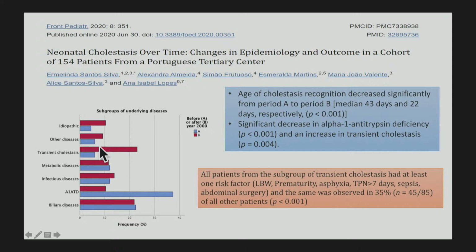The significant finding was that transient cholestasis seemed to increase in recent years. The causes could be secondary to low birth weight, prematurity, asphyxia, usage of TPN, and sepsis. Whereas, as we can see here, alpha-1 antitrypsin deficiency has decreased. It was higher before 2000, but the identification of this disease is much lower in recent years, probably because of advances in the treatment strategies for this condition.